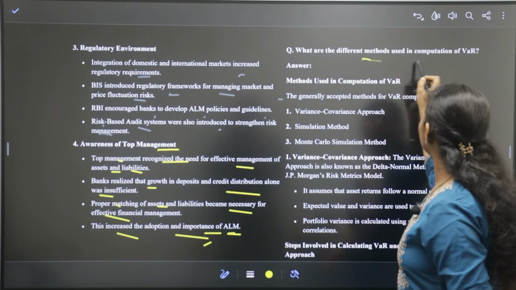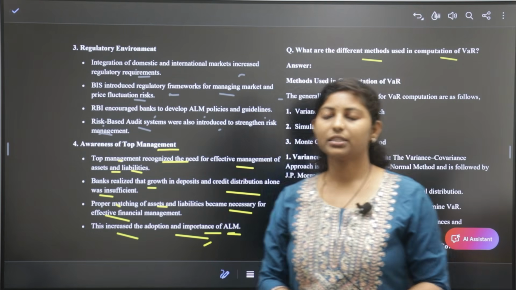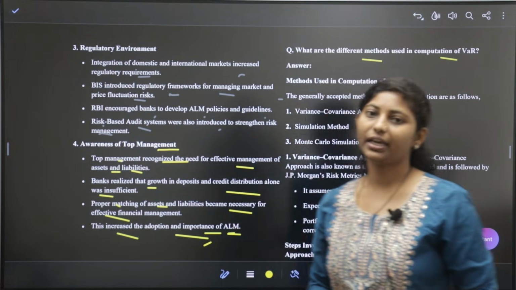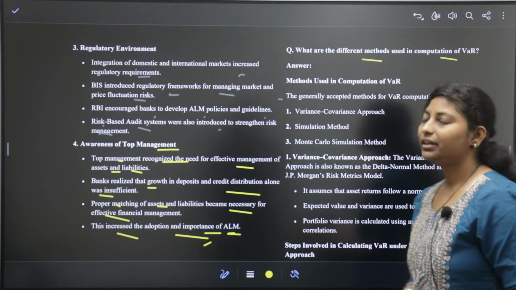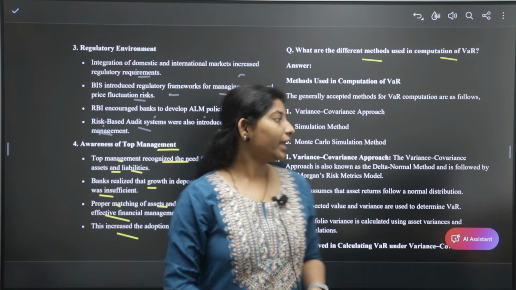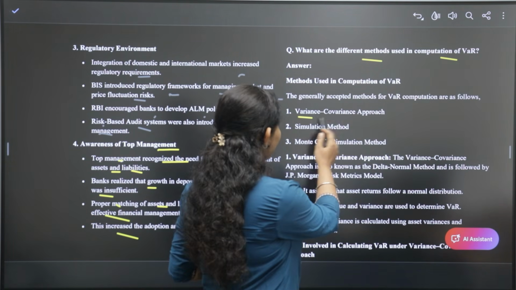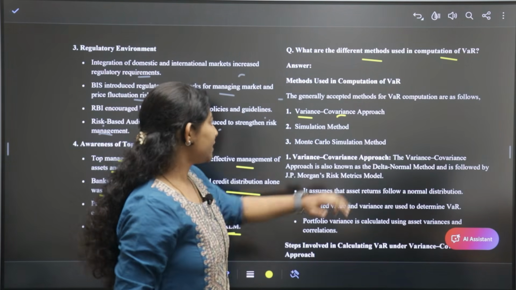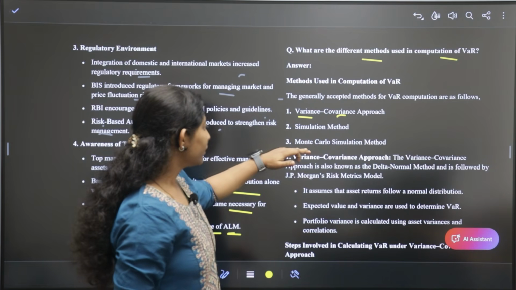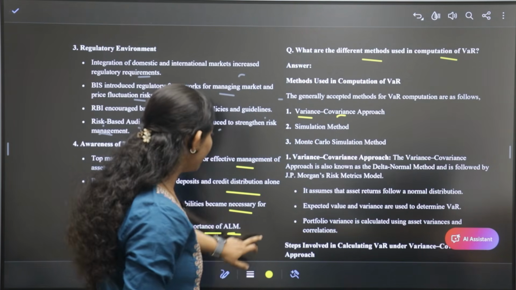What are the different methods used in computation of VAR? Already we discussed VAR and CAR. Let's discuss what different methods there are to know the VAR. Here we have three methods: variance covariance approach, simulation method, and Monte Carlo simulation method. Let's discuss one by one.